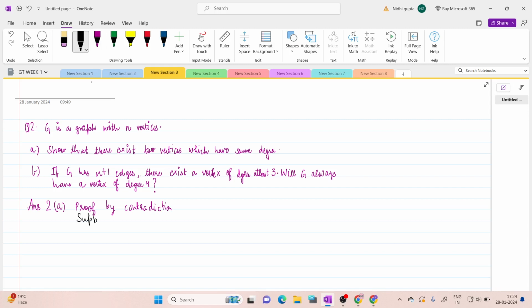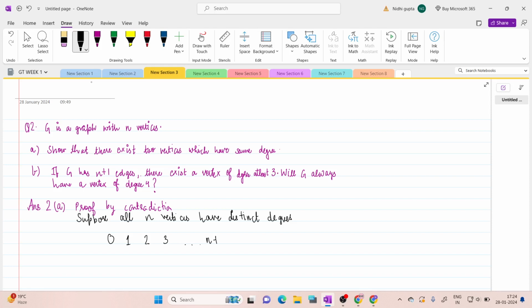Suppose all n vertices have distinct degrees. We have n vertices. What are all the possible degrees in a simple graph? 0 to n minus 1. Yes, correct. How many numbers are there? These are n numbers.